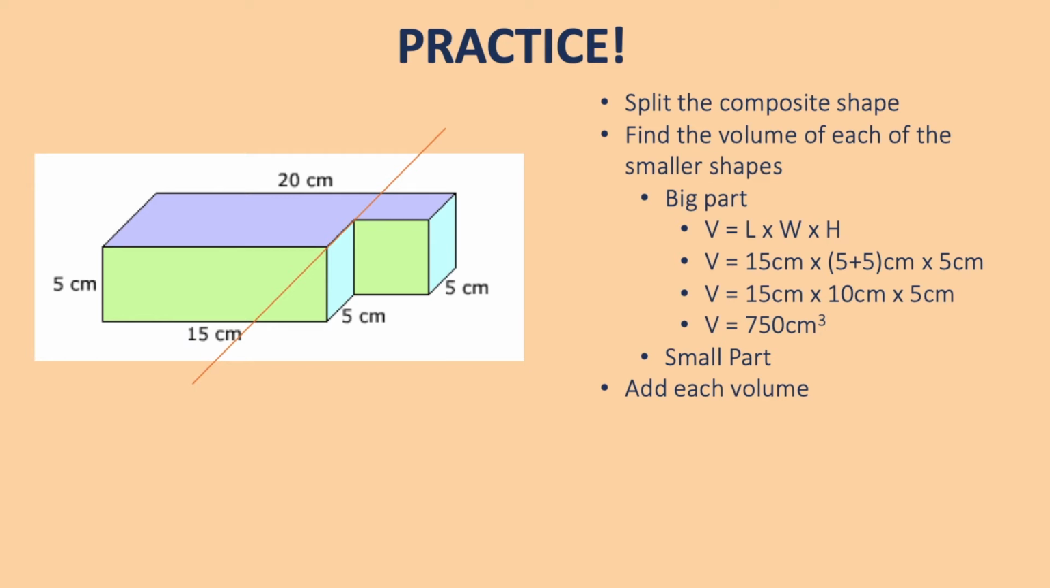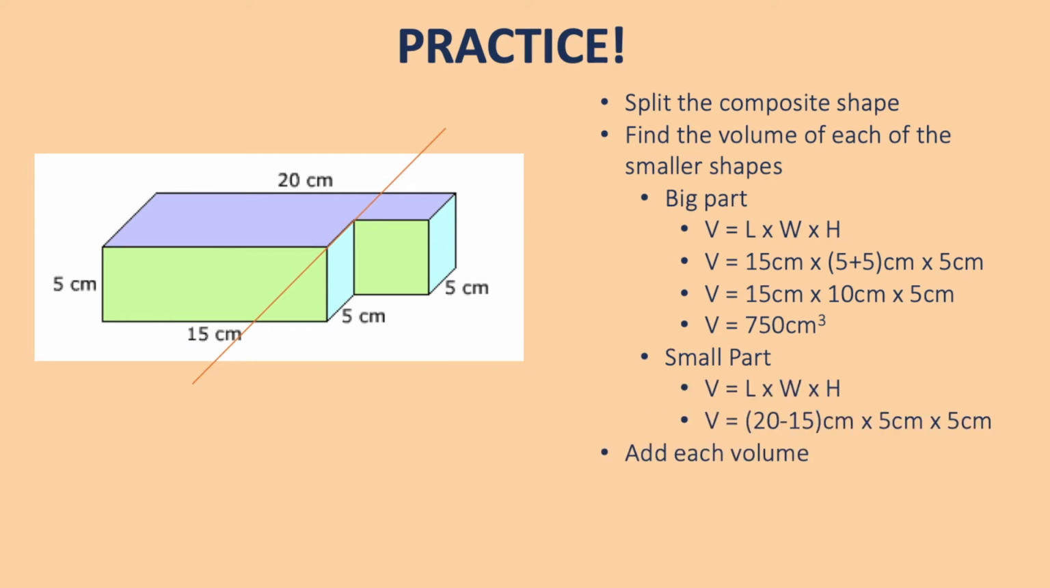And then you find the volume of the smaller part by finding the length, width, and height. To find the length in the smaller part, we have to subtract the 15 centimeters taken up by the bigger part from the long side of 20 centimeters. So you take 20 minus 15, and then you multiply that by the 5 centimeter width and the 5 centimeter height, which you know is 5 centimeters because it's the same all the way around. So when you multiply 5 times 5 times 5, it gives you 125 centimeters cubed.